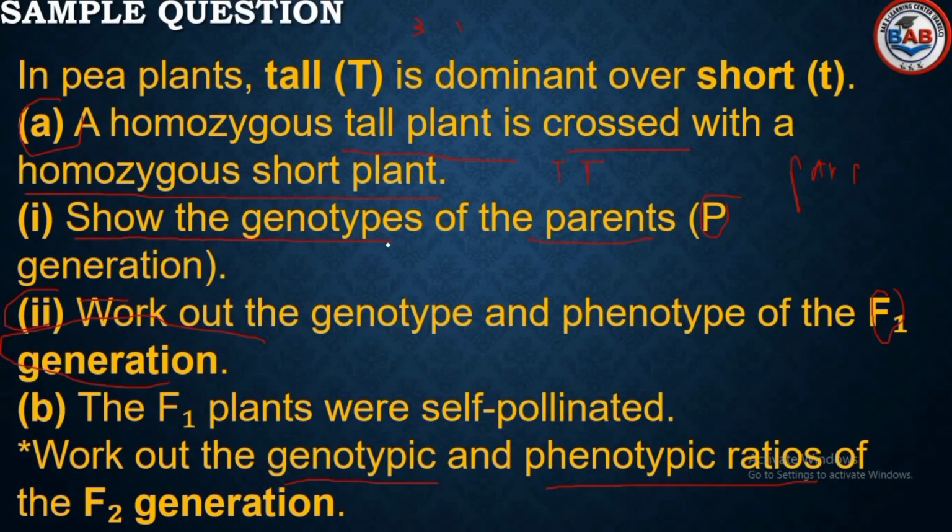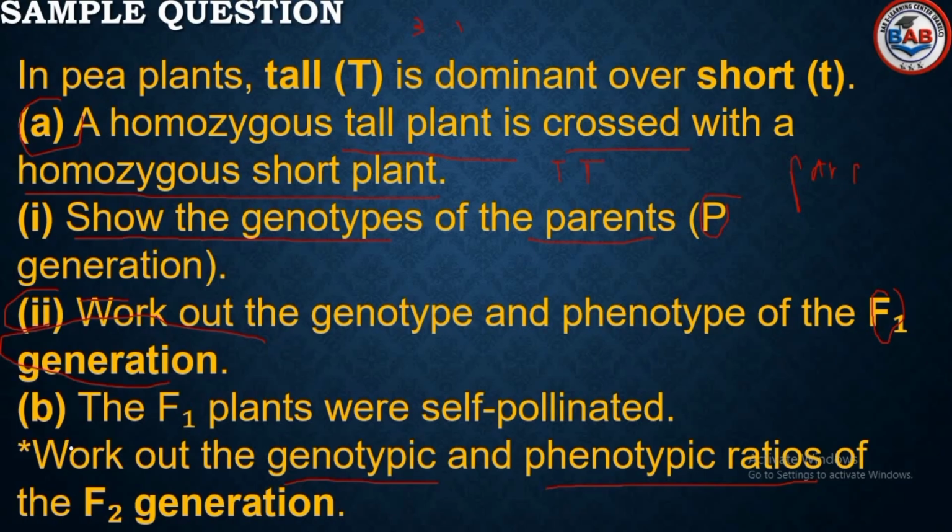Show the genotypes of the parents of the parental generation. Then we are through with solving Roman numeral 2, which was to work out the genotype and the phenotype. Fine, the phenotype was also asked. So we have solved Roman numeral 2. We are deriving the monohybrid ratio, the Mendelian ratio of monohybrid inheritance.